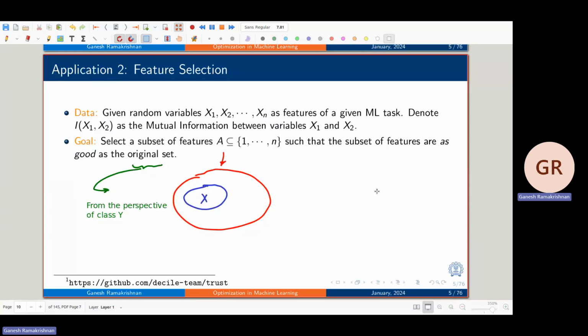So I want a subset X, where the original features are all A. I want a subset X such that they are as good as the original set. Now, obviously, I would like to do this in a very targeted setting.